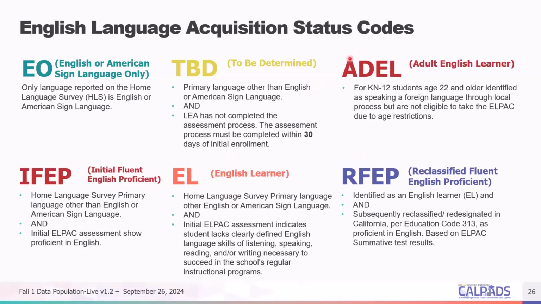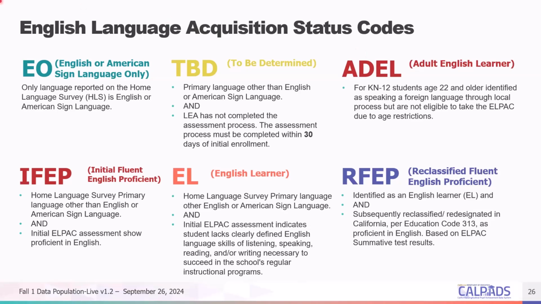The ADEL status in the upper right-hand side of the slide here is reserved for kindergarten through 12th grade students who are aged 22 or older, who are identified as foreign language speakers, but are not eligible to take the LPAC due to age restrictions.